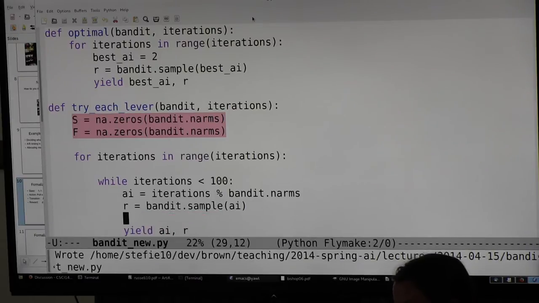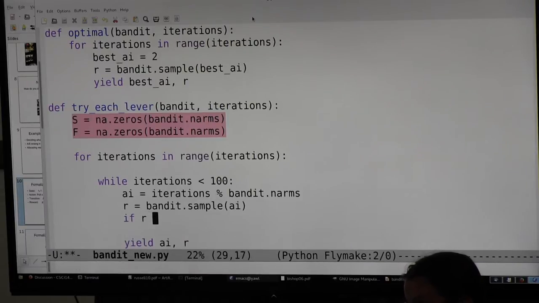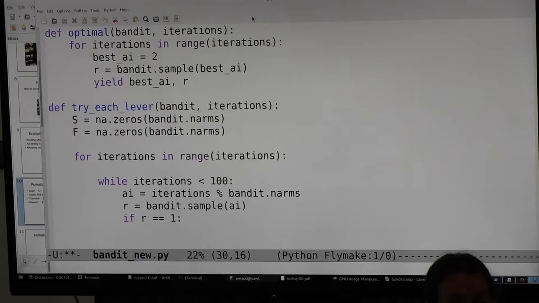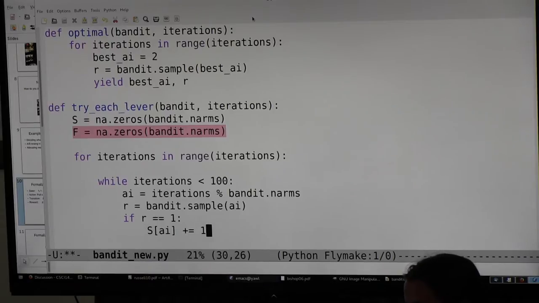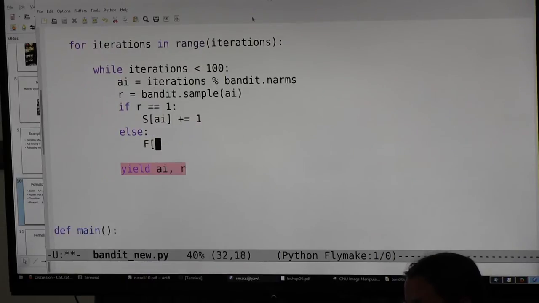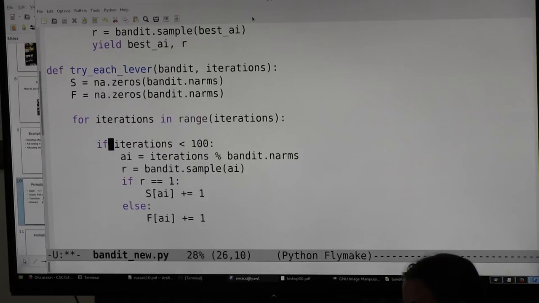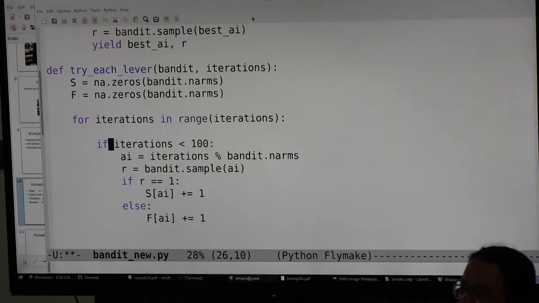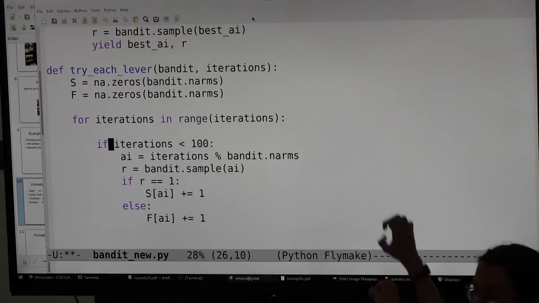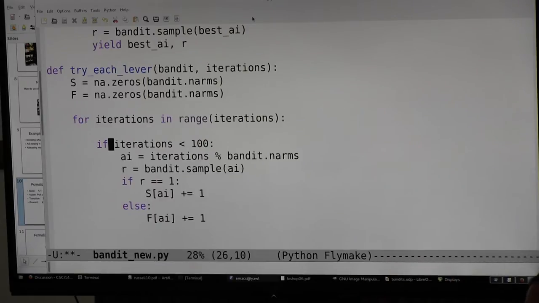And now what do we have to do our update? So our reward is 1 or a 0. Update S and F based on that. Yeah, so if R is 1, then what should I do? S of AI plus equals 1. Else, F sub AI plus equals 1. Why are we storing the success? There should be an if. Because it's going to work better when we get to the optimal algorithm. So we could not do that, but this makes this algorithm look similar to the one that's going to work the best.